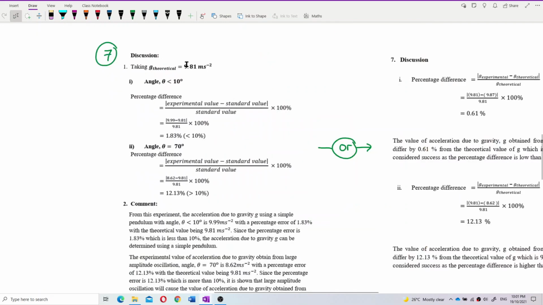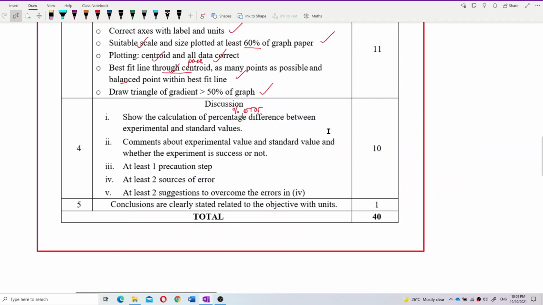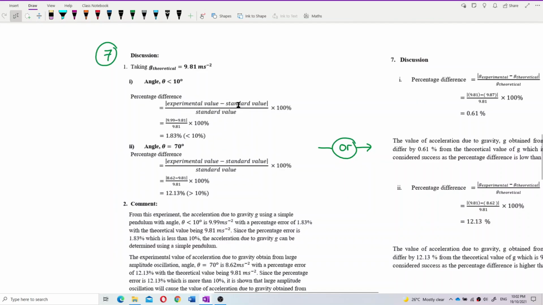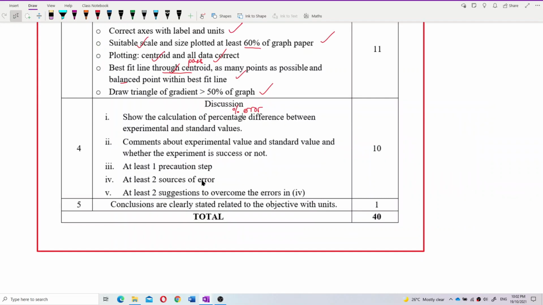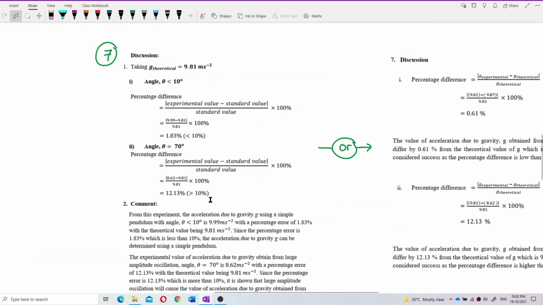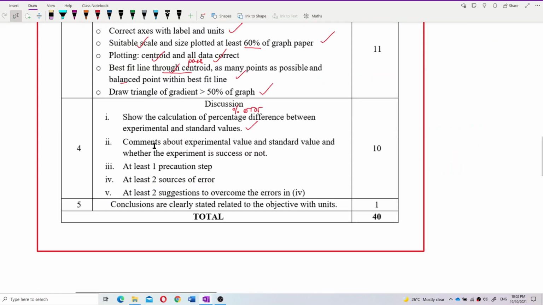So percentage error, like this. You have experimental minus standard value over standard value. Show the percentage: less than 10%, and this one more than 10%. Yes, the calculation is there already. Good. Already done. And then after that is the comment about the experimental value and standard value, whether the experiment is a success or not. You must comment by comparing with the standard value and say success or not.